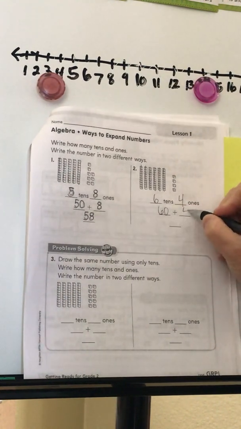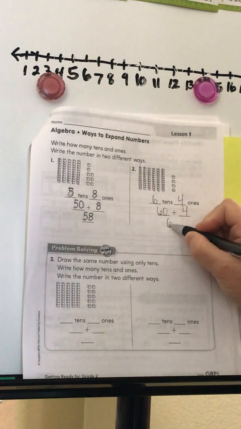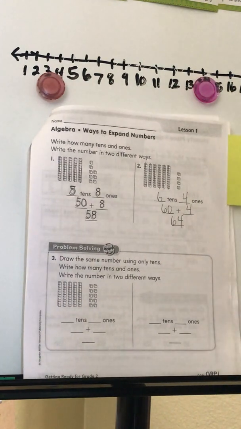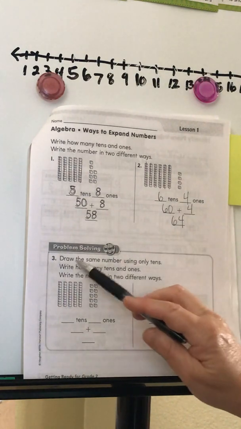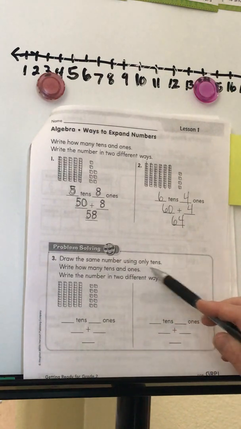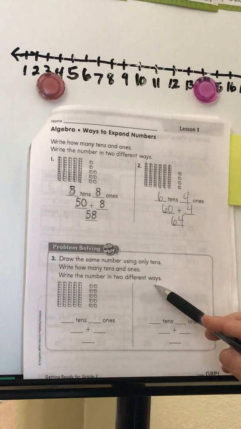60 plus 4 ones. When I put those two numbers together, I don't have 0 ones anymore, I have 4 ones. So 6 tens and 4 ones makes 64. So if I have 3 tens, it's 30. If I have 8 tens, it's 80. Okay? Draw the same number using only tens. Write how many tens and ones. Write the number in 2 different ways.